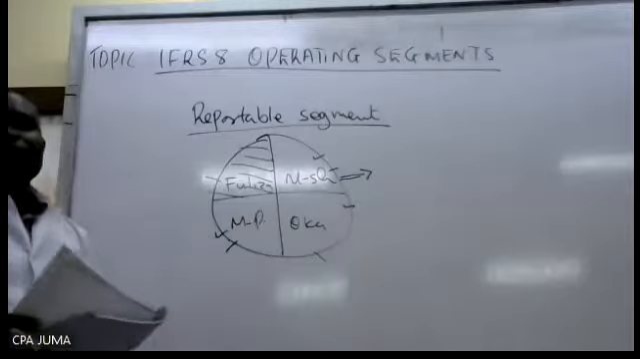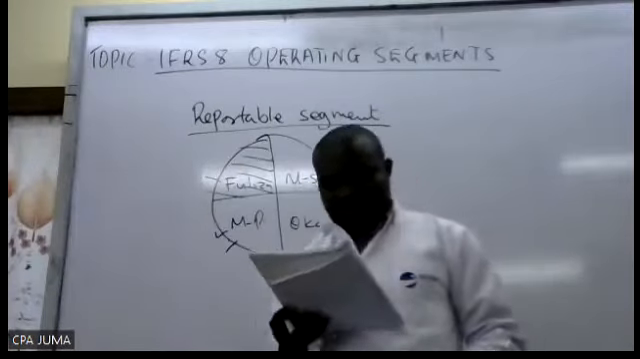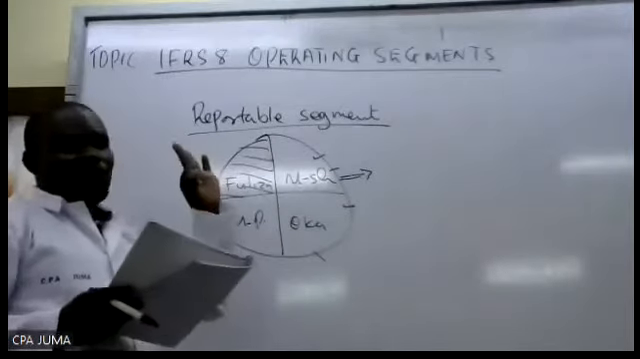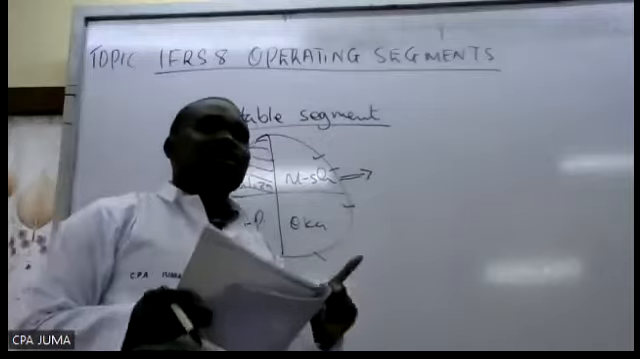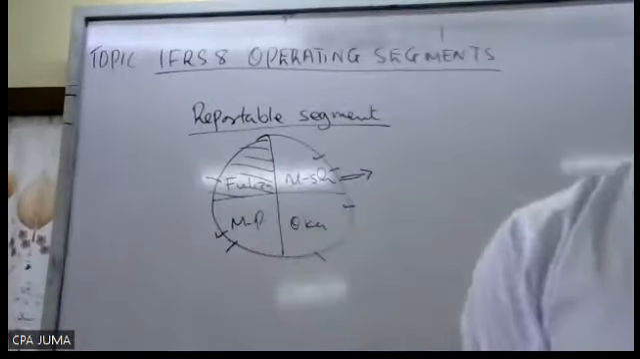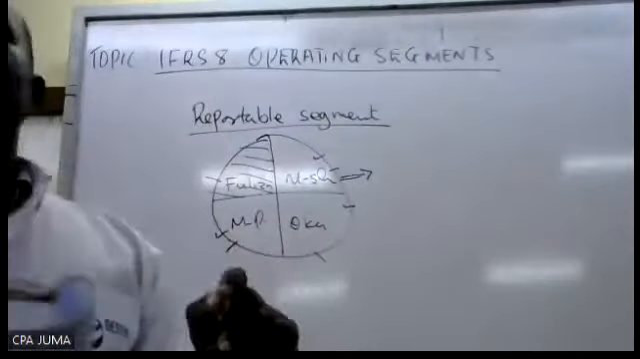However, we don't report on all the segments. The standard requires, and this one was a question somewhere we check, that for you to report on a segment, there must be three rules. Number one: for a segment to be reported upon, it must have reported revenue, both internal and external.